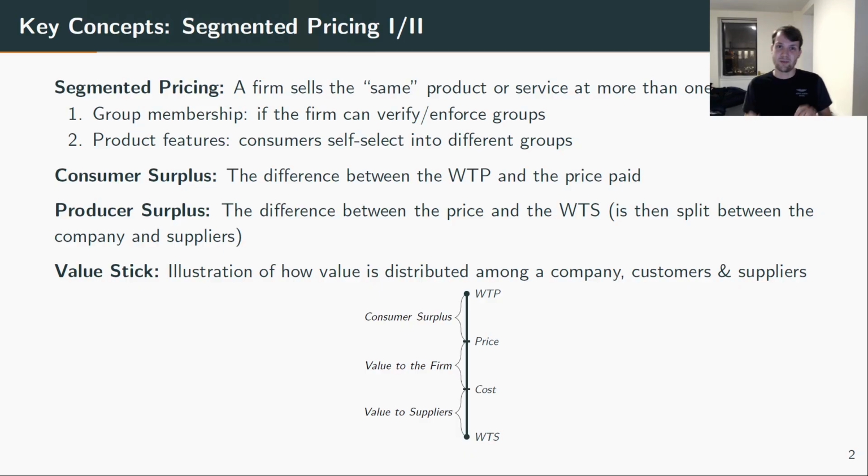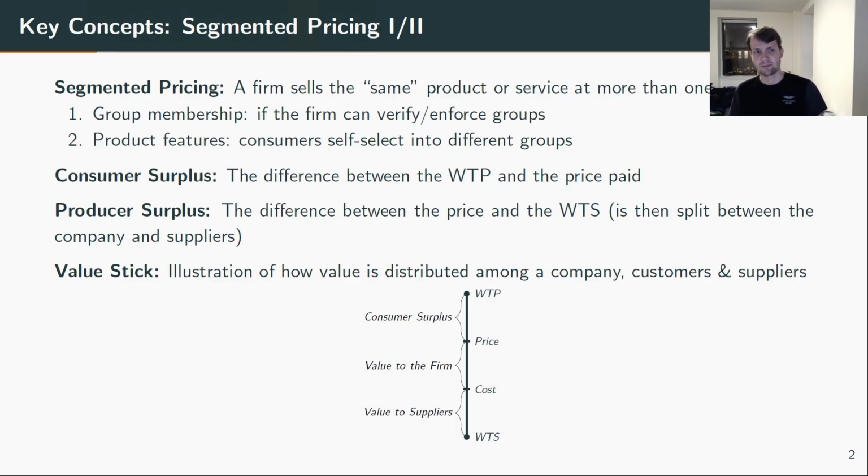But here's the thing. If you have to choose between two different products, and you're only going to buy one of them, you're going to pick the one that has the higher consumer surplus because it makes you relatively happier than the other one. That's a very important concept. That's what we're going to need a lot with segmented pricing.